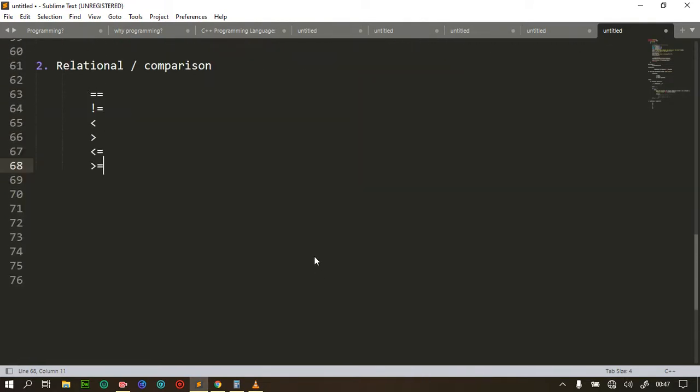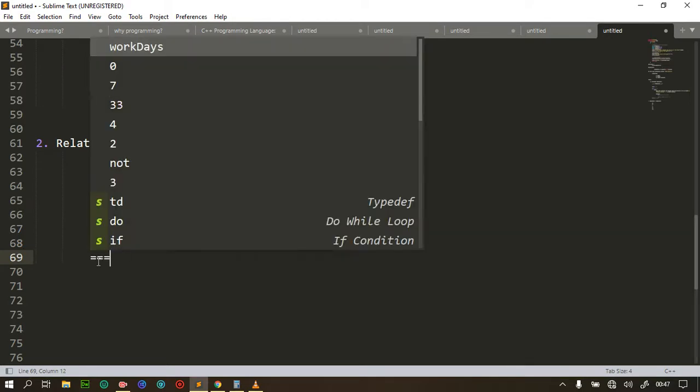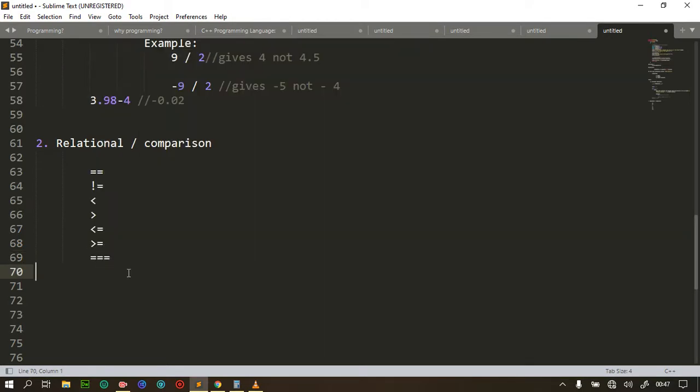We also have exactly equal to. Now these ones return Boolean results. Boolean results means the result you expect is either a 0 or a 1.